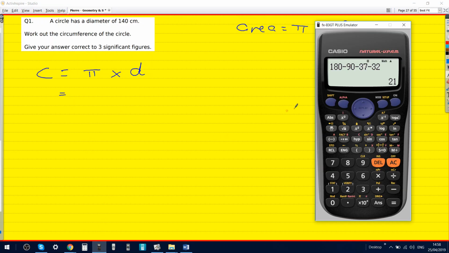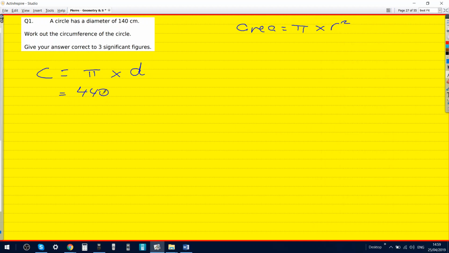And so this one, I have to use my calculator. What would you put into your calculator? So 140 shift pi. And it's the actual answer. It's asking for 3 significant figures, so it'll be 440. 440 centimeters. Well done.